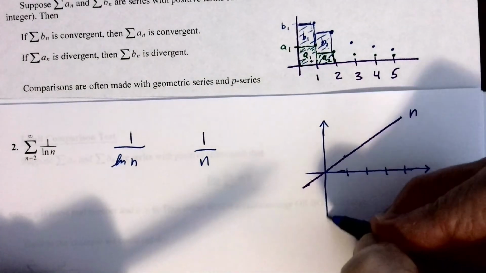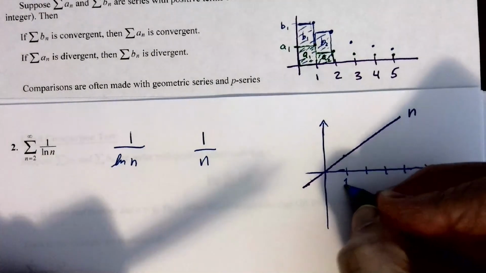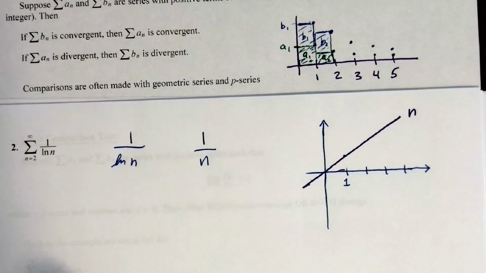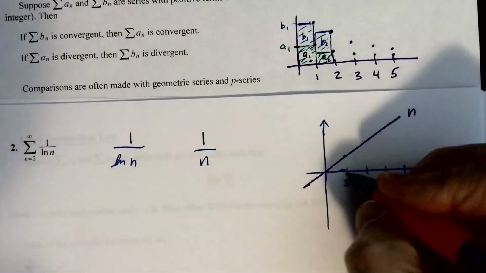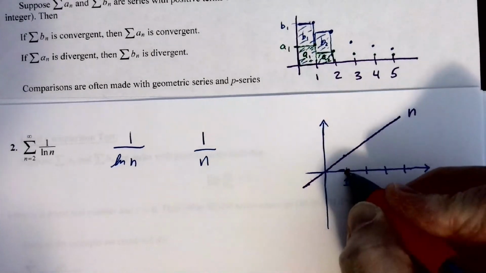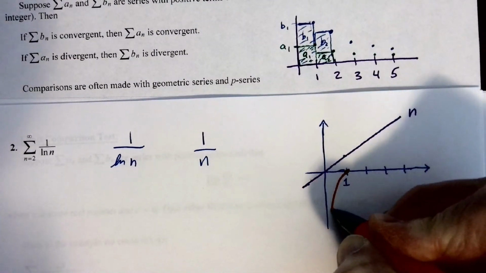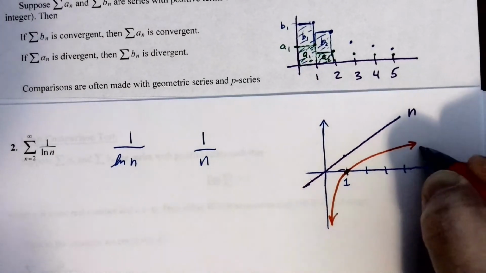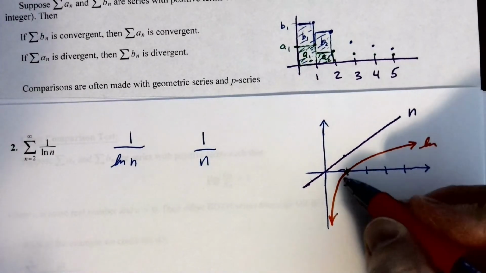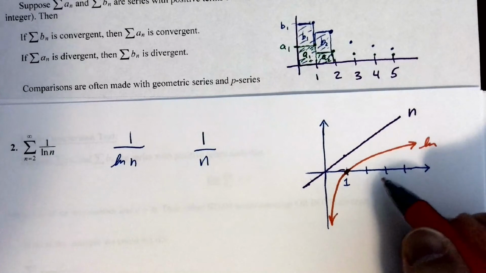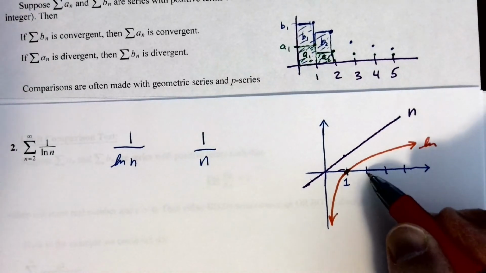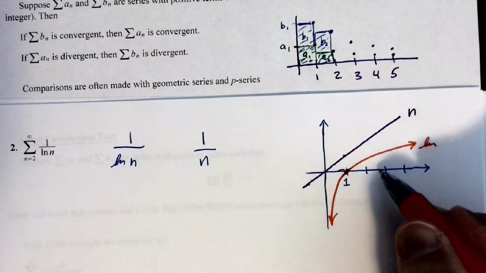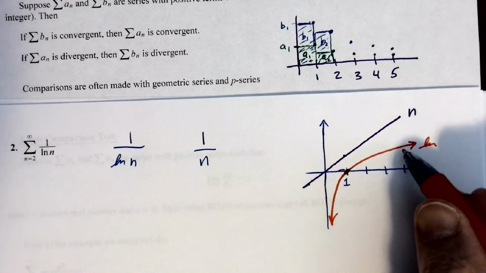Well, remember the natural log function. At 1, the natural log is 0. As we approach 0, we've got this vertical asymptote going down here, but this way we're going to infinity as well, but at a slower rate. So natural log of 2 is less than 2. The natural log of 3 is less than 3. The natural log of 4 is less than 4.